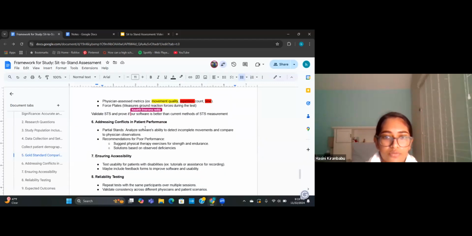And then addressing conflicts in patient performance. I mentioned this before, but for partial stands, analyze the software's ability to detect incomplete movements and compare to physician observation. Because if someone isn't able to stand up all the way, a physician can obviously see that and account for it, but the software might not be able to, and we should try to address that just to make it more accessible. And then recommendations for poor performance would be to suggest physical therapy exercises for strength and endurance and find solutions based on observed deficiencies.